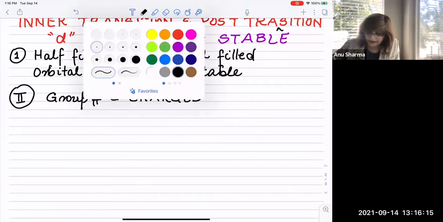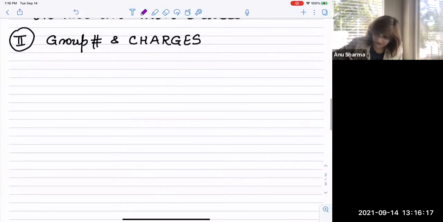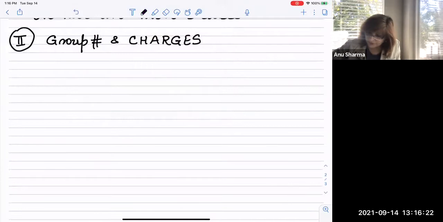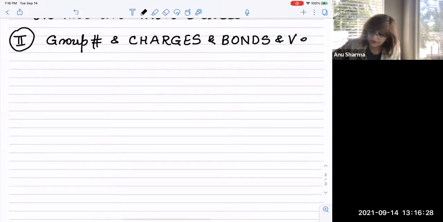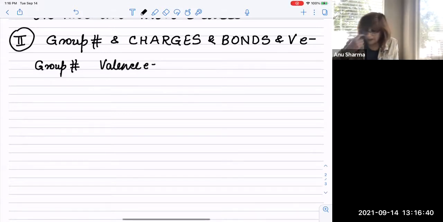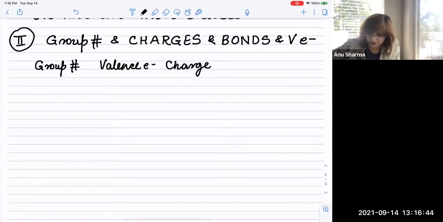Here you will have the group number, let's write this down, and charges, and the number of bonds they form also. Bonds and valence electrons. VE stands for valence electron. So here is the group number. This is how many valence electrons they have, the last electrons. Then the charge, and that charge relates to the number of bonds, how many bonds they form.